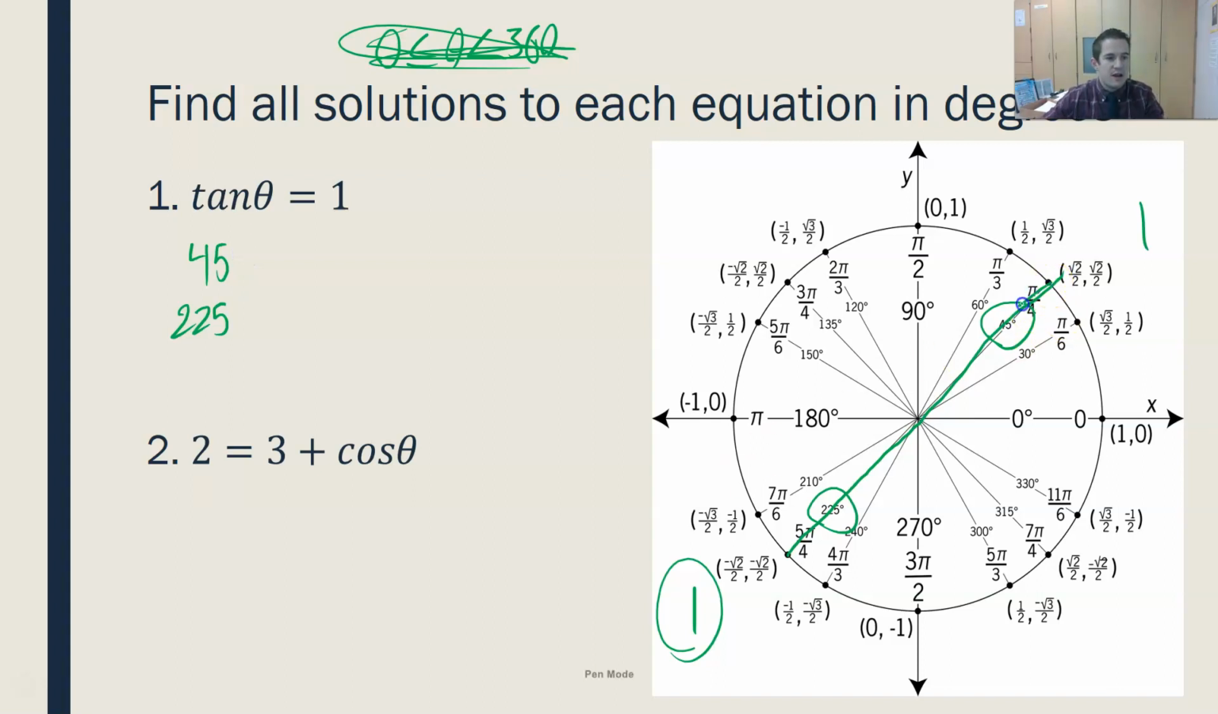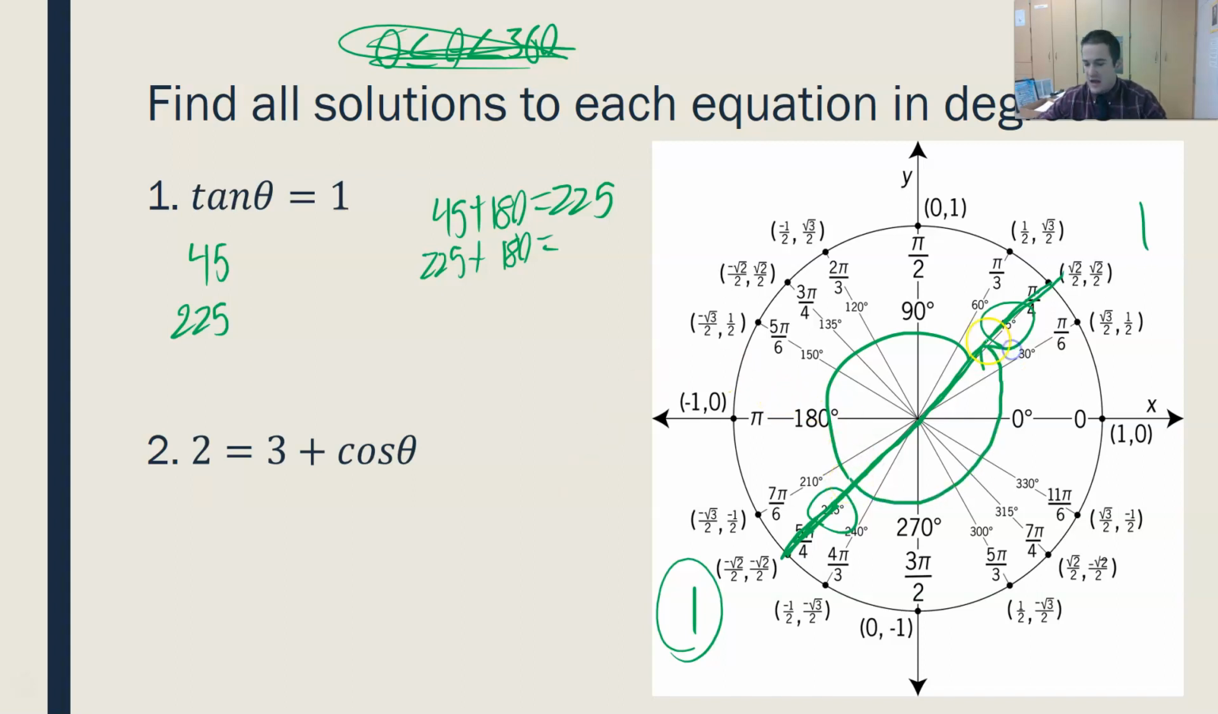Note that these are on exactly the opposite ends of the circle. See here? So if I take 45 degrees plus 180, that's going to give me 225. If I add 180 degrees again, 225 plus 180, that's going to get me right back here at 405 degrees, etc., etc., etc.